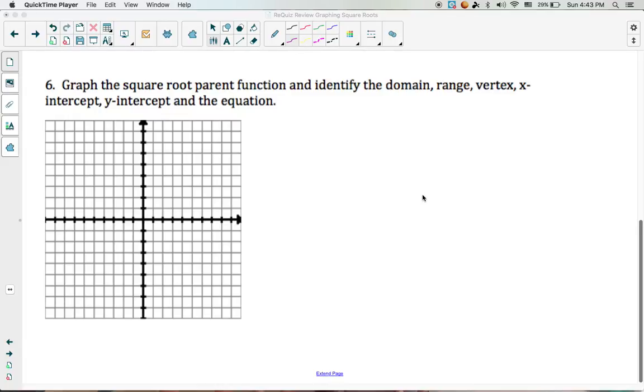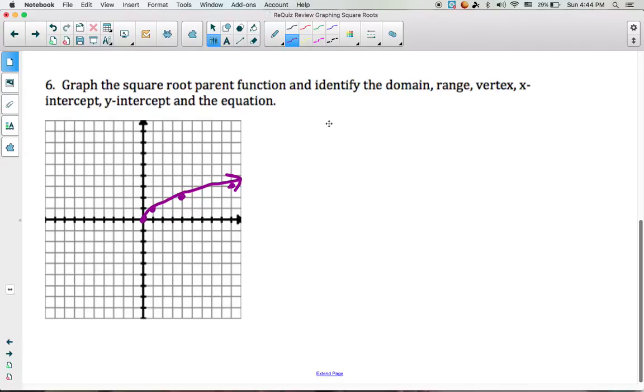ReQuiz review, graphing square roots, question number 6. It says to graph the square root parent function, identify the domain, the range, the vertex, x-intercept, y-intercept, and the equation. So let me go ahead and graph the parent. The points would be 0, 0, 1, 1, 4, 2, and 9, 3.